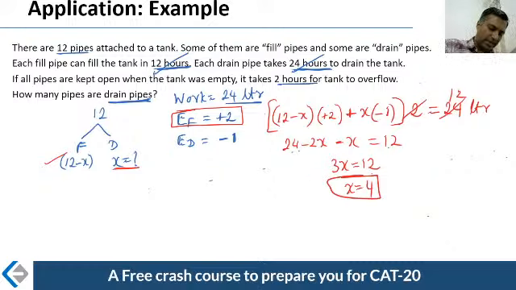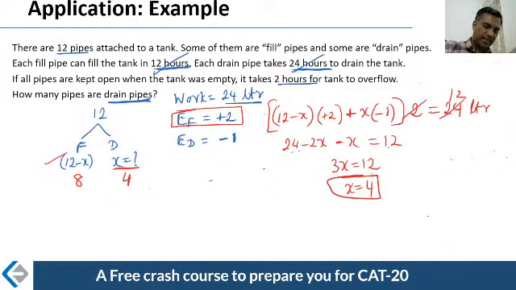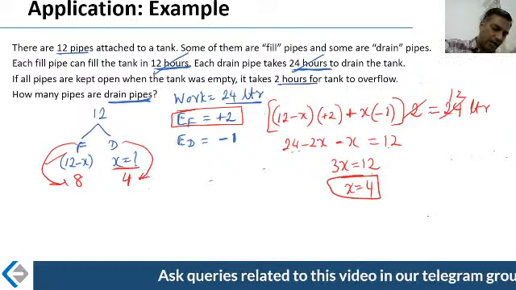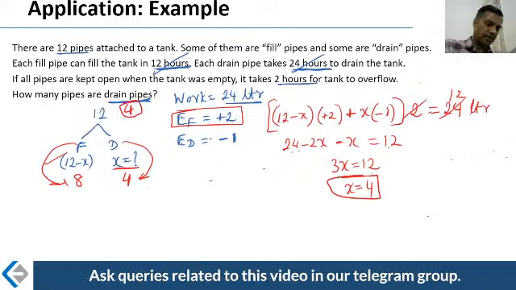That's the required answer. You are trying to say that, hey, there are 4 drain pipes and there are 8 fill pipes. Therefore this tank was getting filled in about 2 hours' time. Required answer is 4. Alright, how many drain pipes were there? Answer is 4.